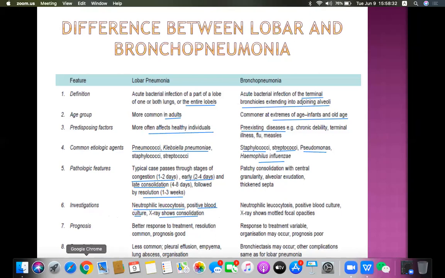Prognosis is much better in lobar pneumonia and not that good in bronchopneumonia because the patient already has some other problem. And complications are also less common in lobar pneumonia, but they may occur. But in bronchopneumonia, they are more common. Okay, so like that, you have to revise it.